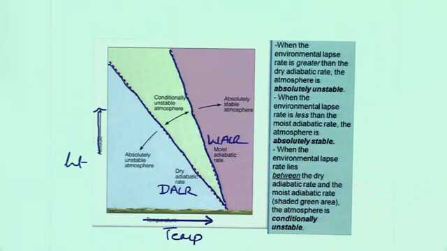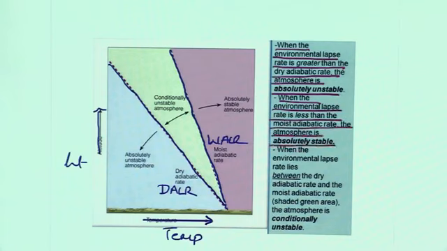How to understand atmospheric conditions? Read it from here. When the environmental lapse rate is greater than dry adiabatic lapse rate, atmosphere is absolutely unstable. When the environmental lapse rate is less than the moist adiabatic lapse rate, the atmosphere is absolutely stable. We need to understand these expressions, stability and instability. I want to start with stability. So this statement is what I am highlighting as our first case to learn.